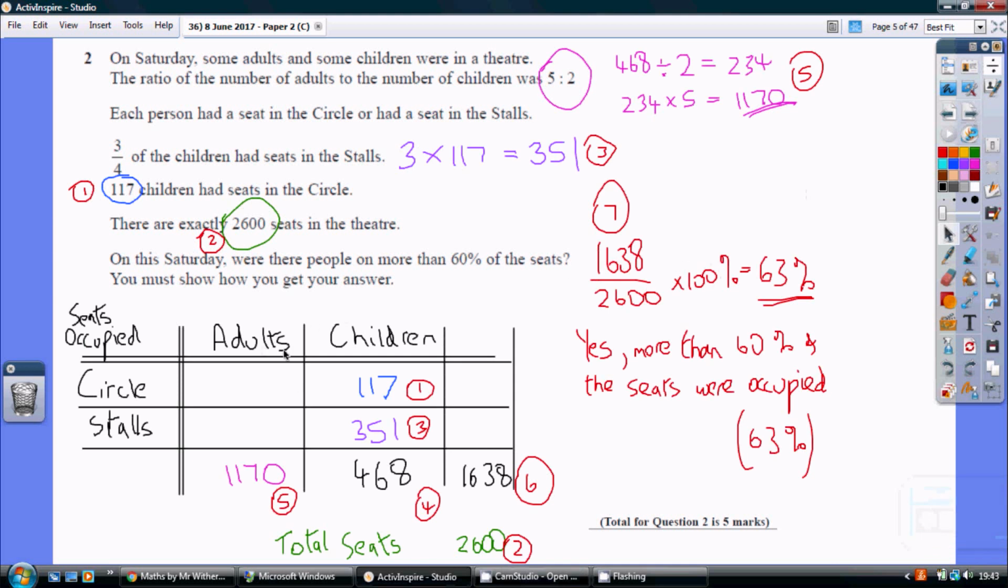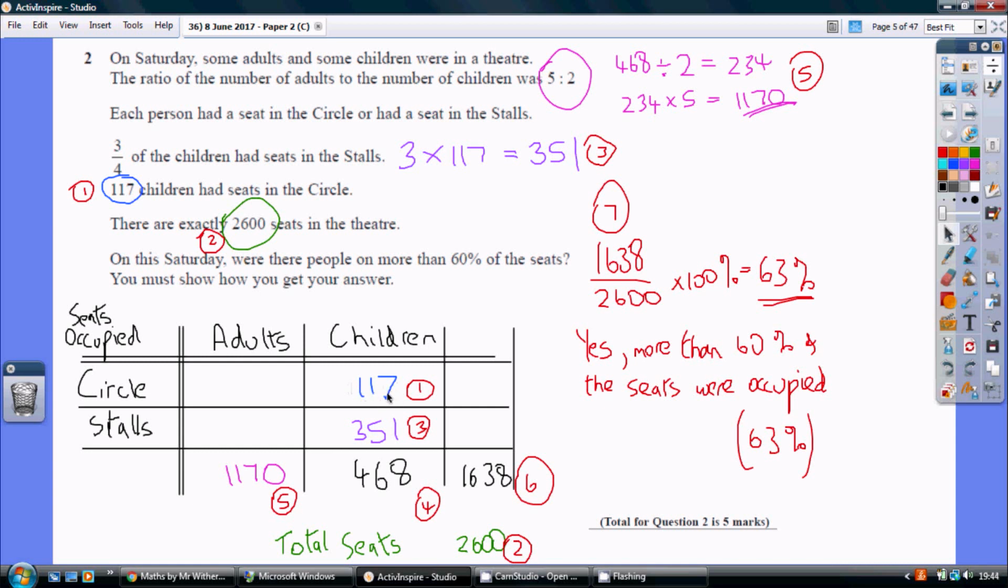So all I've done here, I've just set up my two-way table, so I've got adults and children across the top, and then the circles or the stalls down the side. And in this table I'm going to put down all the information I know about the seats that are occupied. So from the question, I know 117 children had seats in the circle, so that's the first thing I've addressed, and I've put the 117 down here.